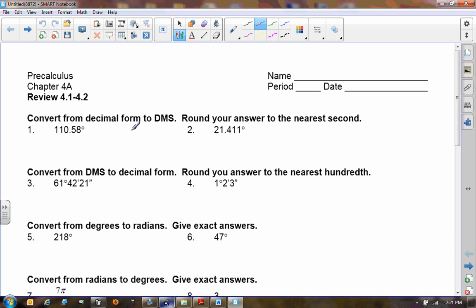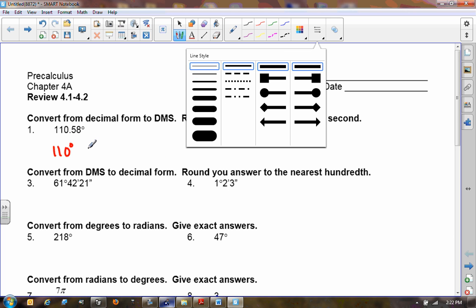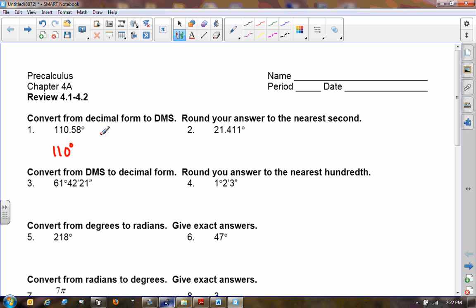All right, convert from decimal form to degrees, minutes, and seconds. Now, minutes and seconds is a hint. 60 minutes in a degree, 60 seconds in a minute. So that must mean I've got to do something with 60. If it's a decimal, it got smaller, so you got to make it bigger. So we're going to take the decimal only. It's 110 degrees. That stays the same. So now I got to find the 0.58.